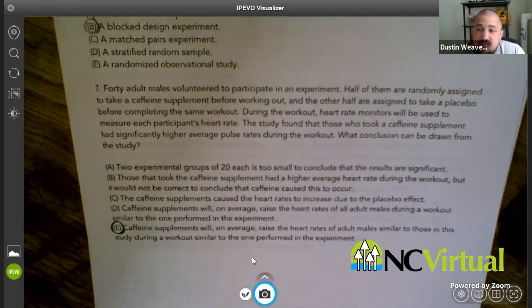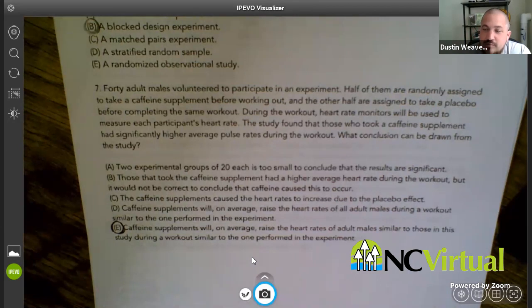So similar to those in this study during a workout similar to the one that they did. Okay. So we can't say that for all workouts the caffeine supplement is going to raise their heart rate. We can't say it for all males or for all people. We can only say that for people similar to this, we expect the caffeine supplement is going to do this. And again, it's on average or some of the time. It doesn't mean that it's going to do it all the time. It just means on average that that's going to happen. It's going to raise your heart rate. Okay.